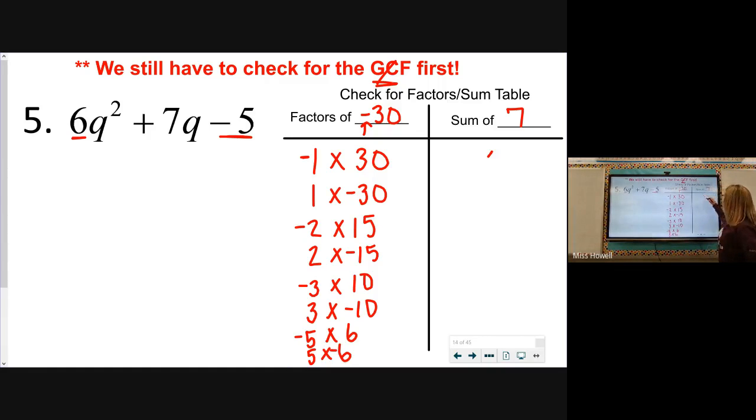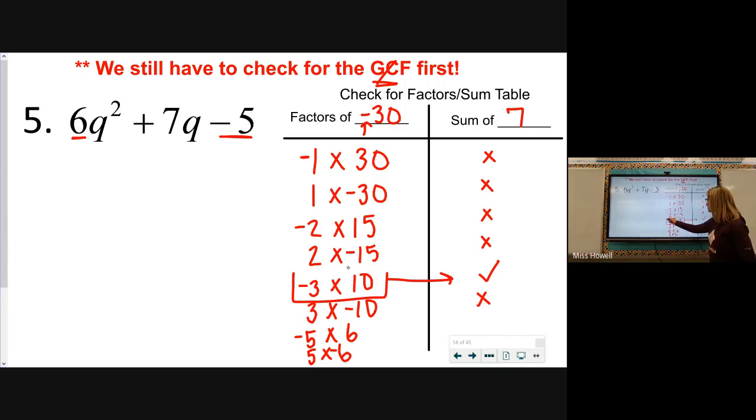All right, this would give us a 29. This would give us a negative 29. This would give us a 13. This would give us a negative 13. Negative 3 and 10 gives me a positive 7. That's our good one. Not 3 and negative 10, because that will give us a negative 7. So here's our magic combination that works for this particular problem.